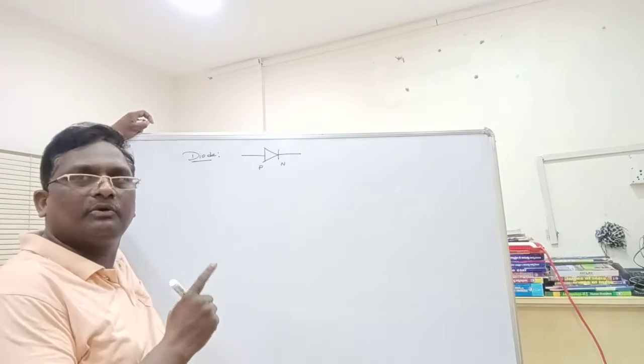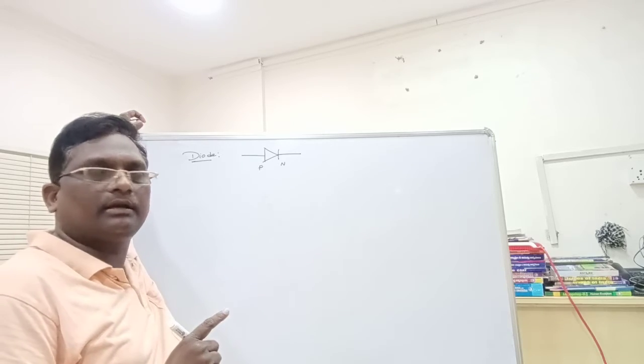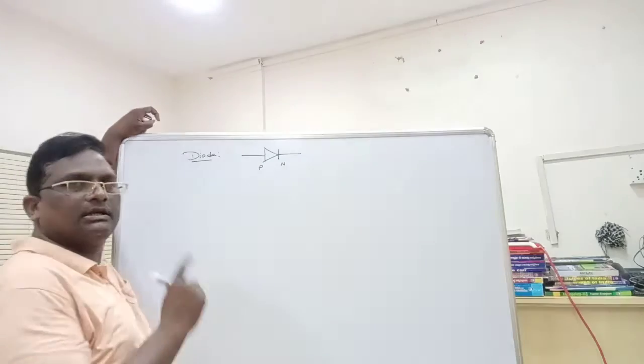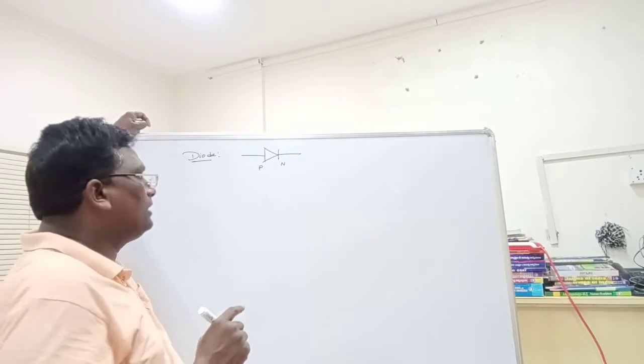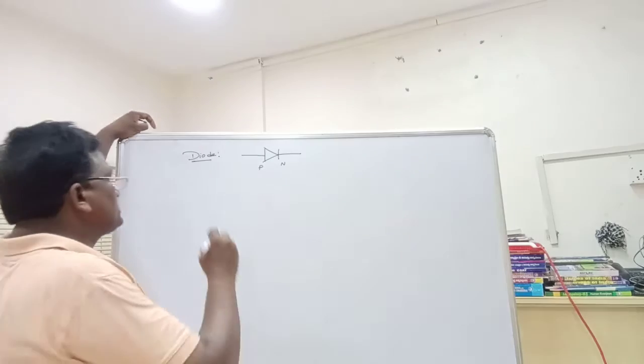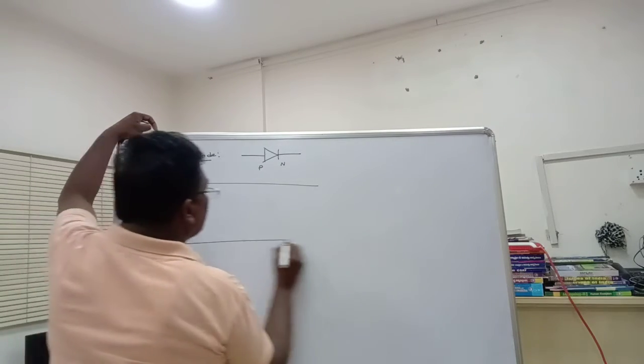I already explained about the diode. A diode is a device which converts alternating current into direct current. It is the combination of two semiconductors, a P-type semiconductor and an N-type semiconductor. How will we make this diode? First you take a fourth group element, a pure semiconductor like silicon.